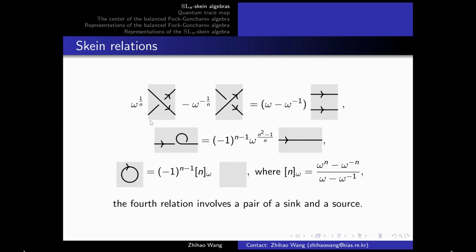So for this guy, this is just the R matrix, and this one is the inverse of the R matrix. This is the identity. So this relation just means in the representation category, this complex number times the R matrix minus this complex number times the inverse of the R matrix equals this complex number times the identity. You can check this. This is true in the representation category of UQSLN. Of course, maybe this should be the R matrix for the fundamental representation. We use the n-dimensional representation, an irreducible representation. Yeah, okay. So this is the definition for SLN skeins.